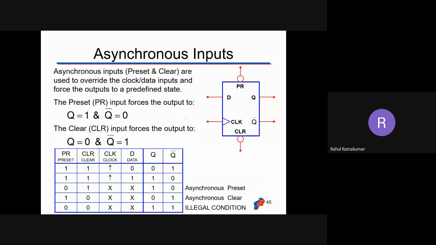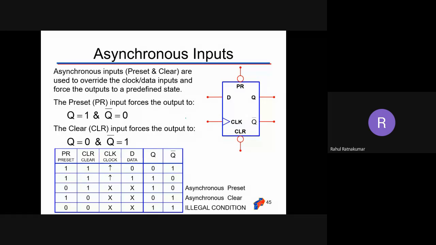Now, in flip-flops, you should know there are some asynchronous inputs. That means they're not controlled by the clock. They can override the clock. They're like the VIPs, people who don't need to care about the traffic signals, because when a minister is going, or an ambulance. You can say ambulance is a better example. They don't care about the traffic signals. They can even jump over the traffic. So these are the asynchronous inputs in a synchronized circuit. Our flip-flop is a synchronous circuit, but these asynchronous inputs can override the clock. So these are preset and clear.